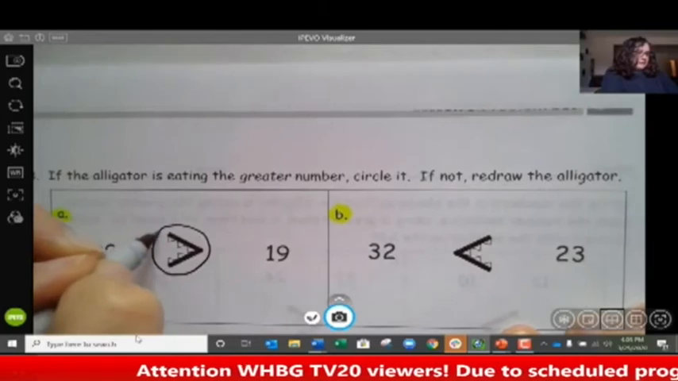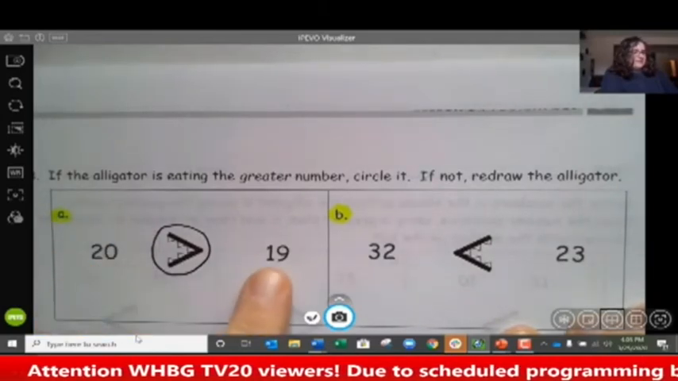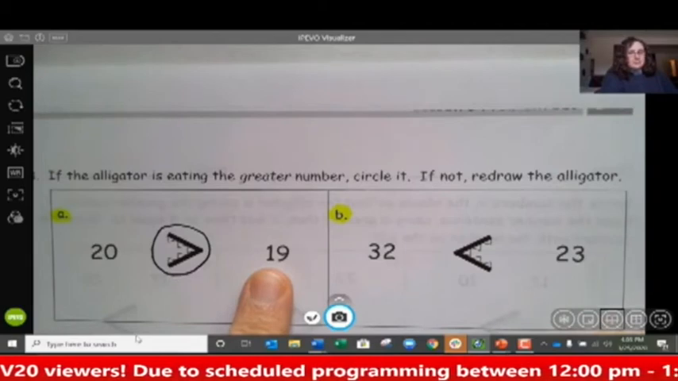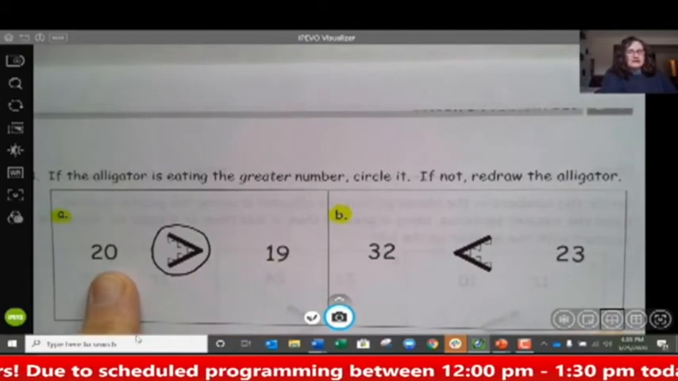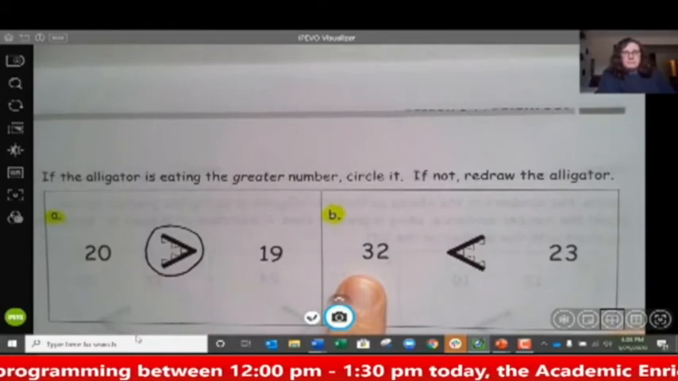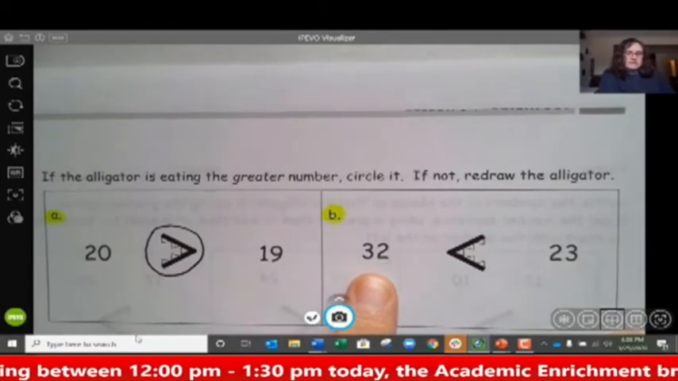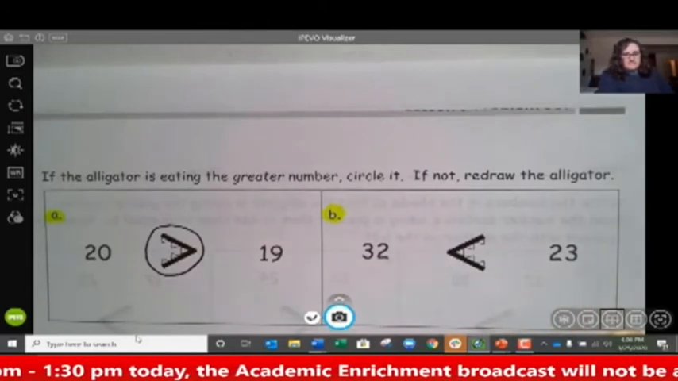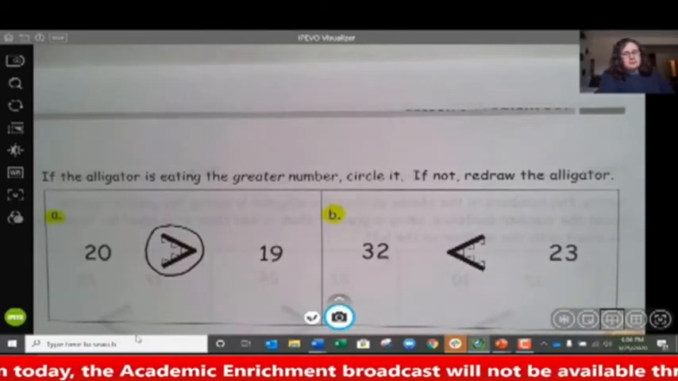I hope you said yes. I'm going to circle it because 20 has 2 tens, and 19 is close to 20, but it only has 1 ten. So 20 is greater than 19. How about in B? In B, it says 32 is less than 23. Do you agree with that?